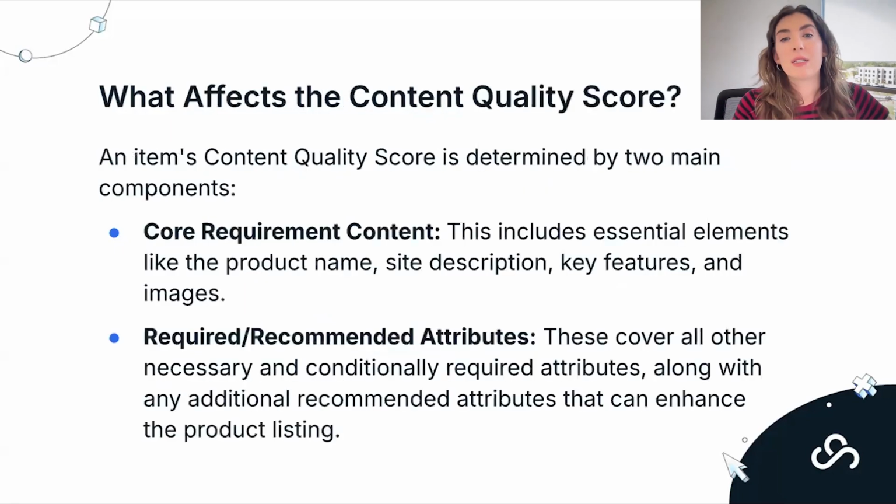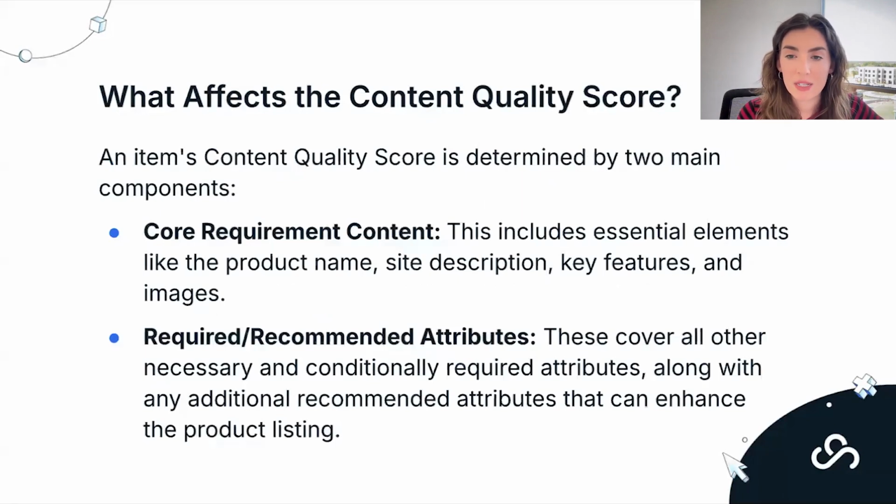What affects the content quality score? This is broken down in some of the help articles that Supplier One has, and you can access that on the platform. But there are two main components. I kind of talked through this already. This is Walmart's exact language, so this is kind of the easiest way to digest that.